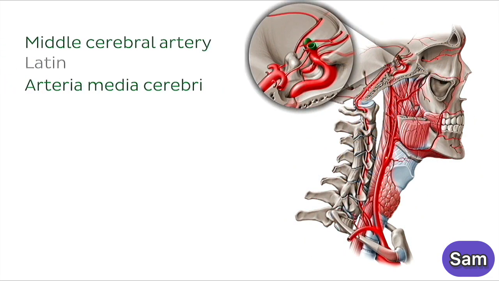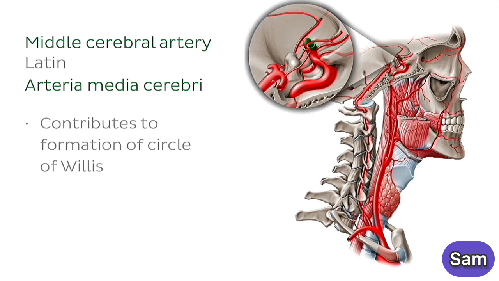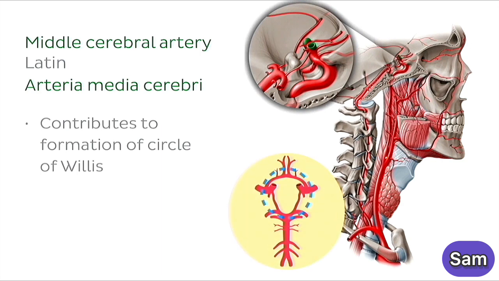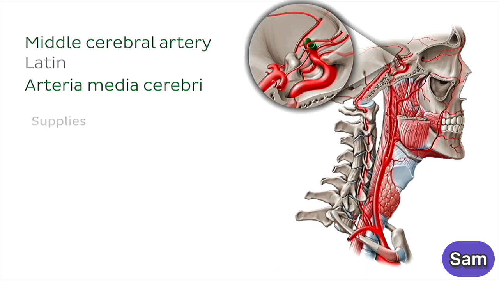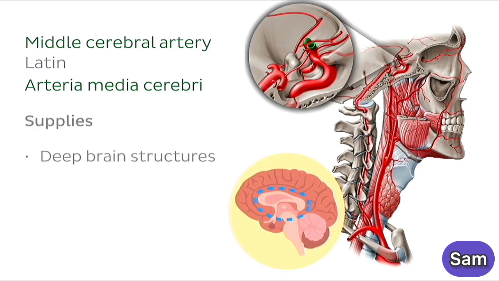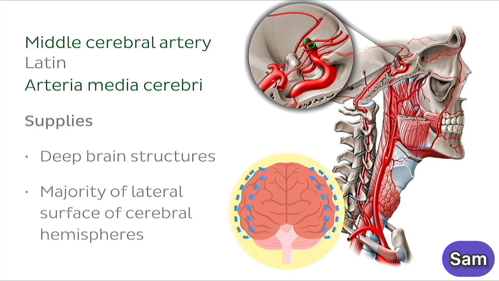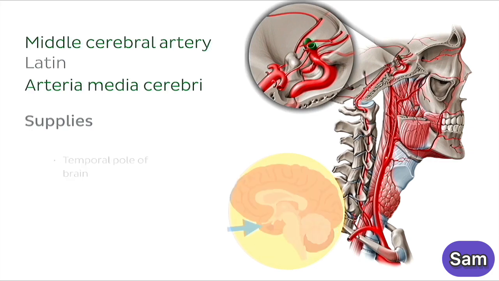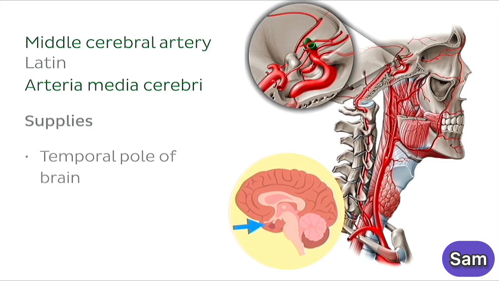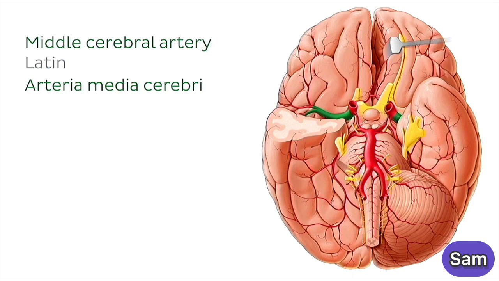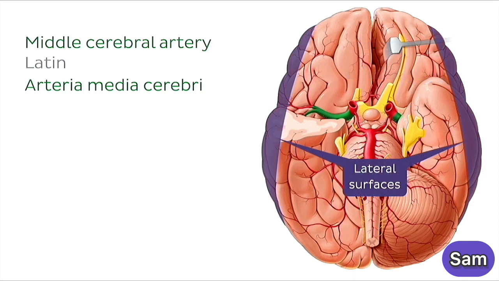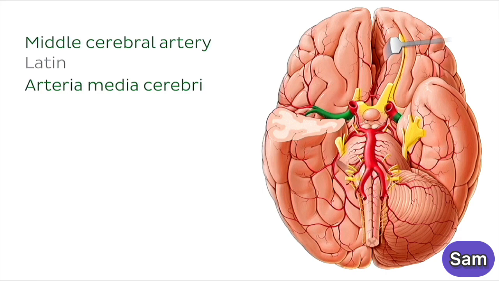The middle cerebral artery, also a contributor to the circle of Willis, is the second and largest terminal branch of the internal carotid artery. It supplies many deep brain structures, the majority of the lateral surface of the cerebral hemispheres, and the temporal pole of the brain. It travels from the base of the brain to the lateral sulcus of Sylvius to the lateral surface of the brain. And with the middle cerebral artery, we finish the carotid system.